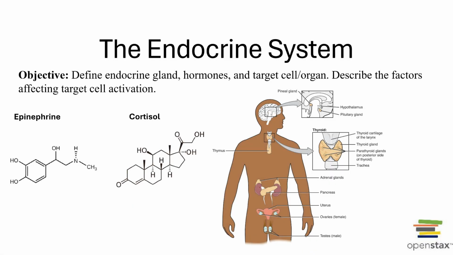To summarize, endocrine glands release hormones into the blood, hormones travel to specific target cells, and those target cells respond depending on receptor availability, hormone concentration, and binding strength.